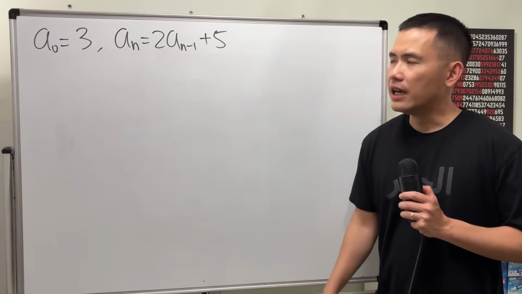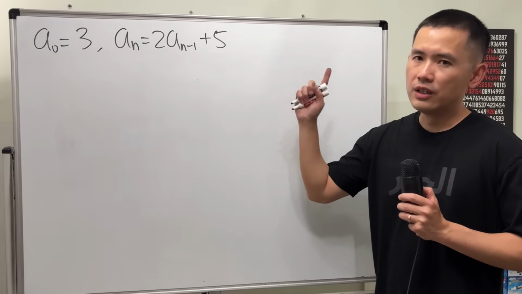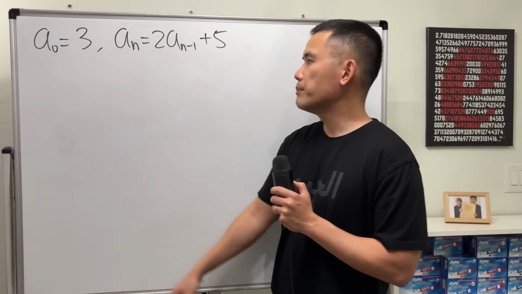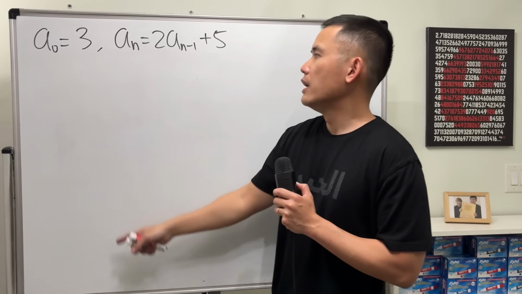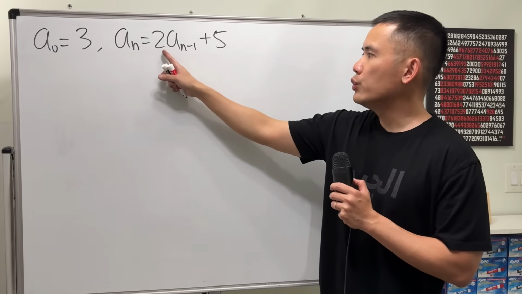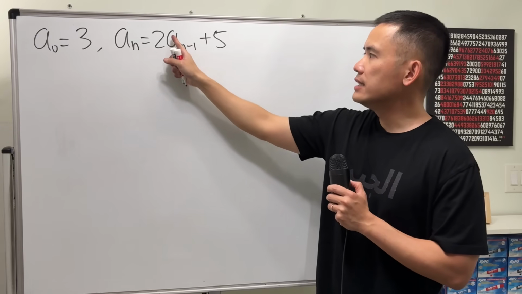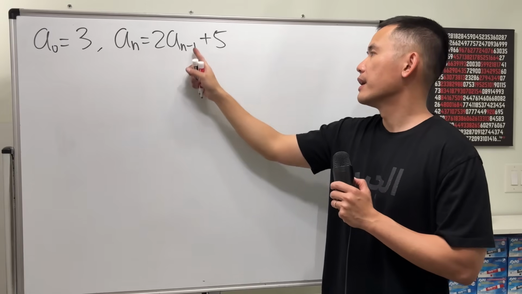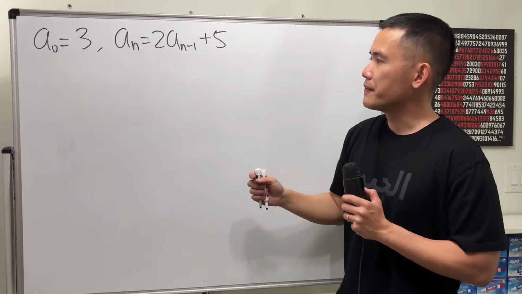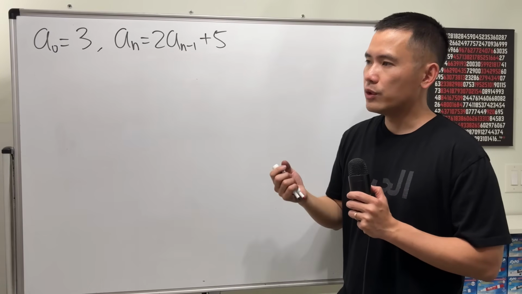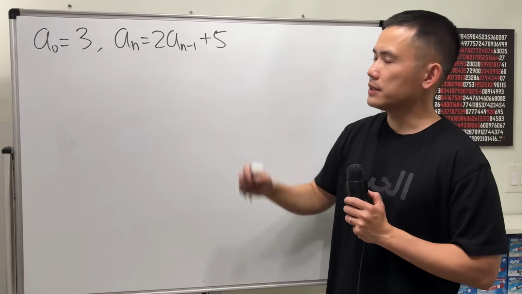The question today is, how can we find an explicit formula for this kind of sequence? For example, we have a0 = 3, and we know an = 2 times a(n-1), and this just means the previous term. After that, we add the 5. The question is, how can we find an explicit formula for this?